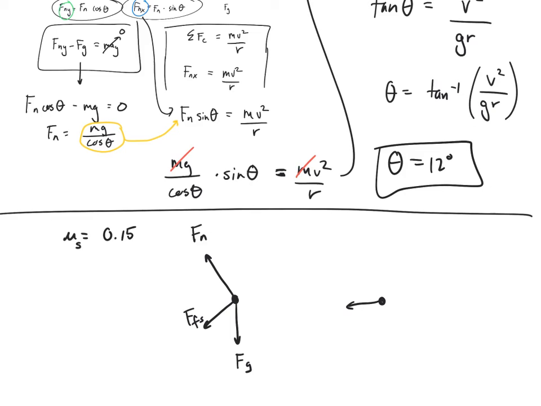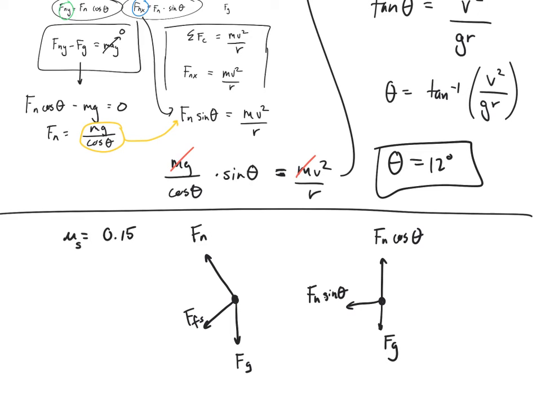This is really Fn sine theta. This is Fn cosine theta. We already wrote this down a little while ago. This is Fg. So that's the same free body diagram we had a moment ago. I labeled sine theta and cosine theta instead of x and y. Well, FFS is also acting at an angle, but let's take a look at it.